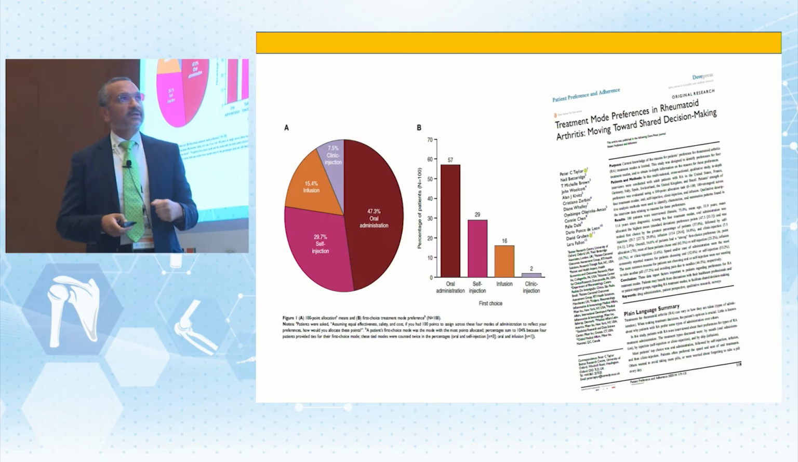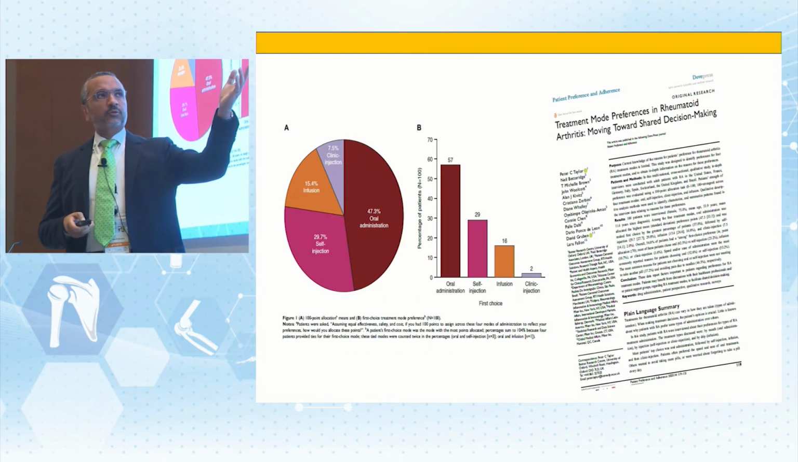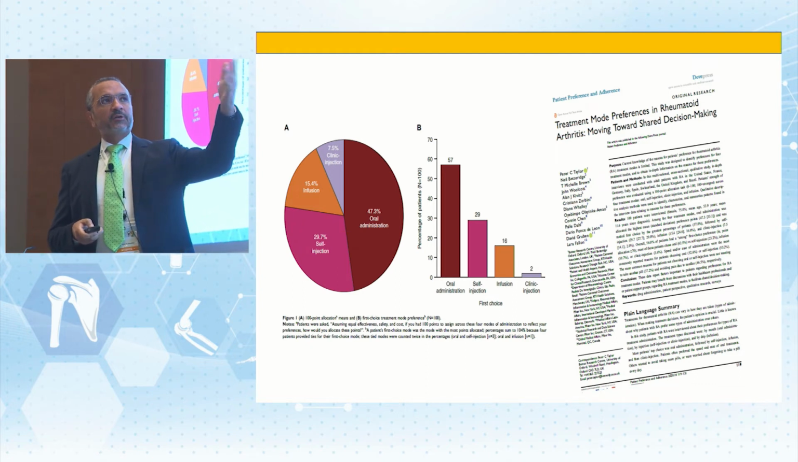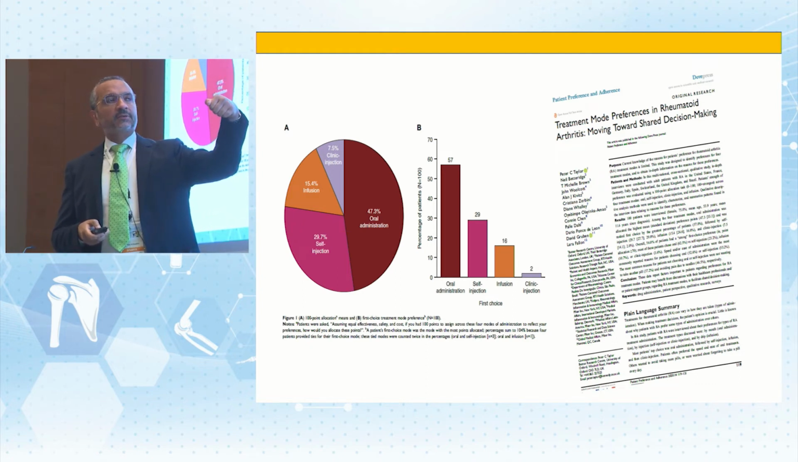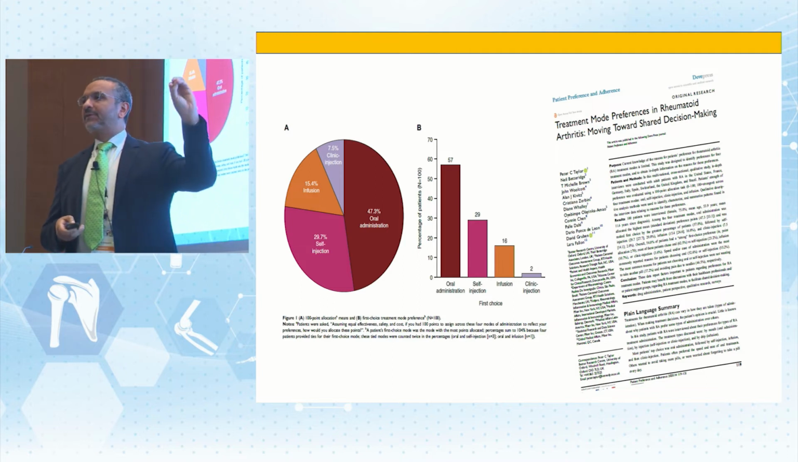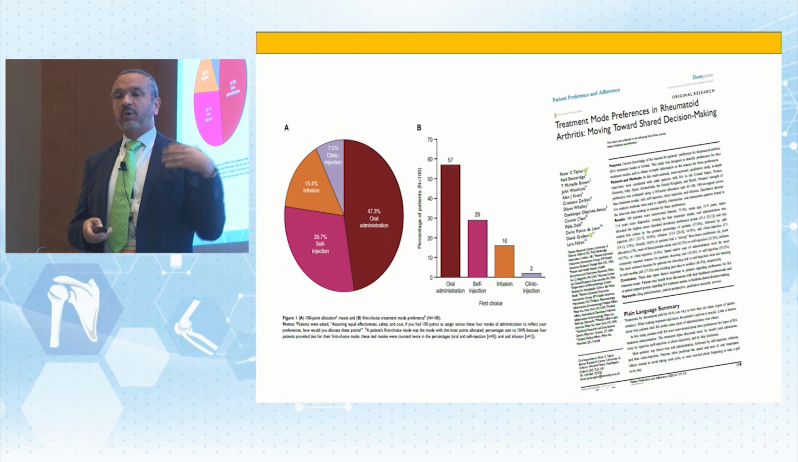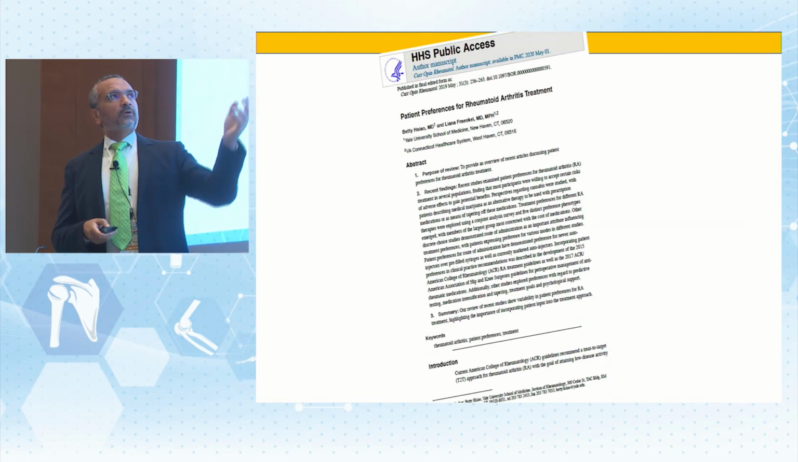In another study, done among 5 different countries, with 100 patients with rheumatoid arthritis in North America and South America, again, the oral administration was the most preferred method, followed by self-injection. I'm saying this is a specified population, not necessarily applicable to ours. That's why we need to study our own population.